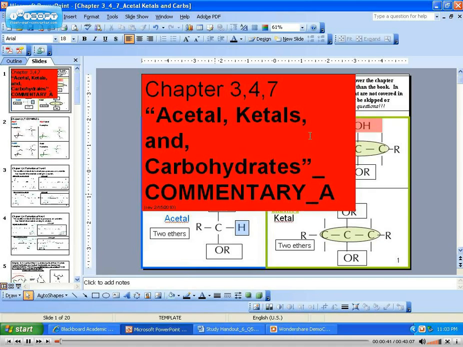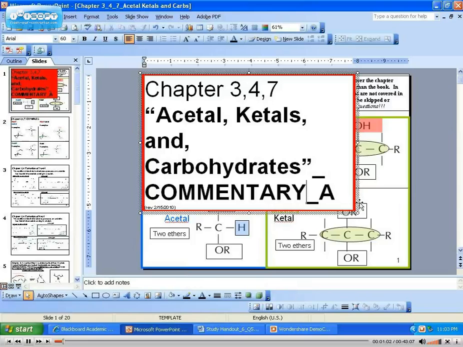In these slides, I do jump around from chapters 3, 4, and 7, so I apologize ahead of time. But I think I've designed it better than the book has outlined it. So please go by these slides as you study for the upcoming material, and then use the book as reference.